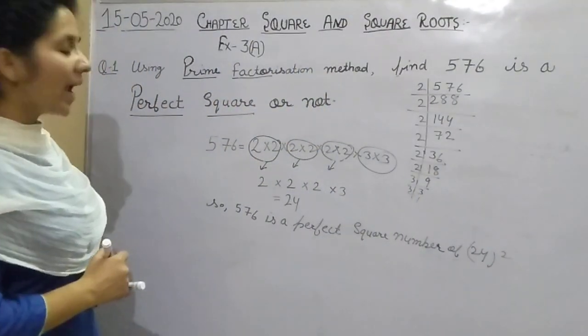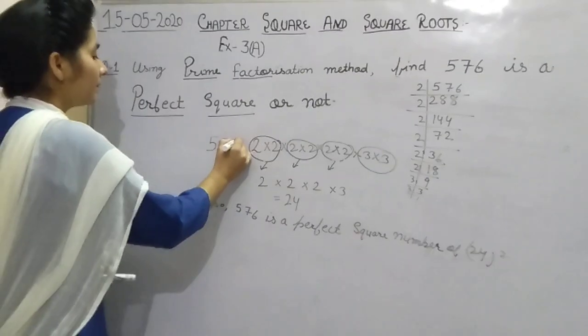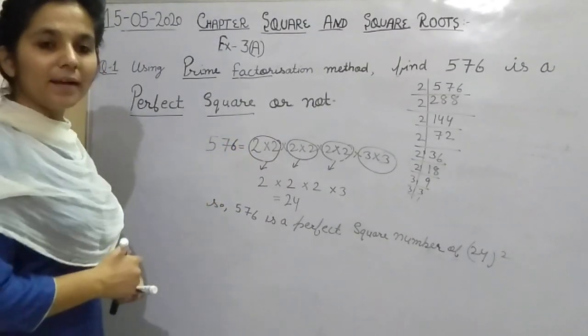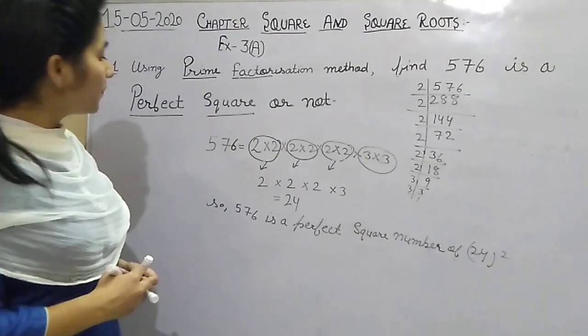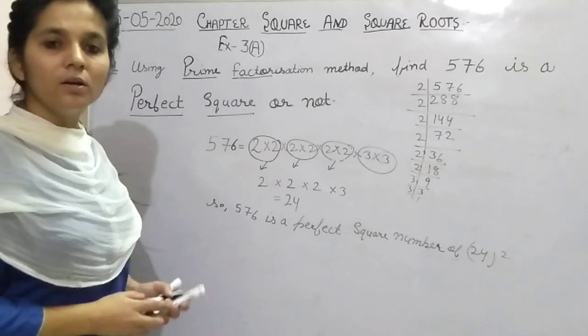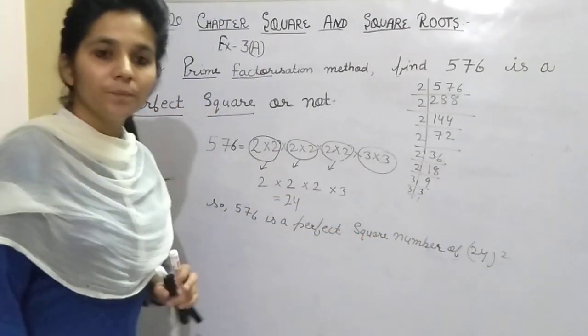So our 576 is the perfect square number of 24 square.